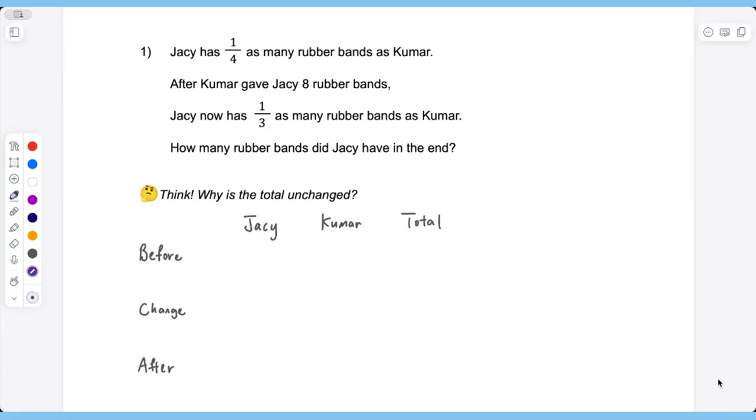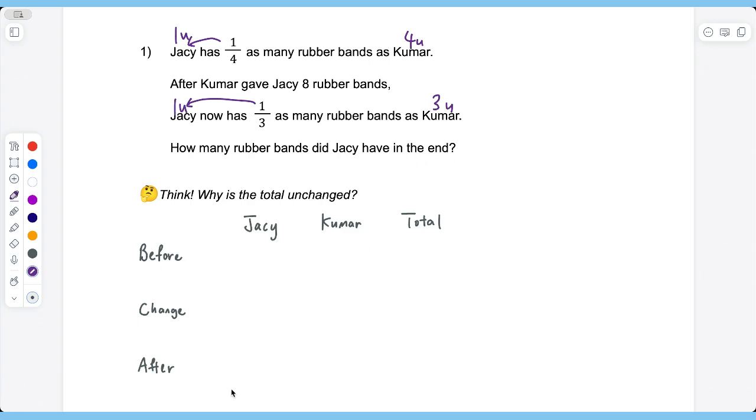In this video, we are going to learn about the concept of unchanged total. JC has 1/4 as many rubber bands as Kumar. JC has 1 unit and Kumar 4 units. After Kumar gave JC 8 rubber bands, JC now had 1/3 as many rubber bands as Kumar. JC has 1 unit and Kumar 3 units. How many rubber bands did JC have in the end?